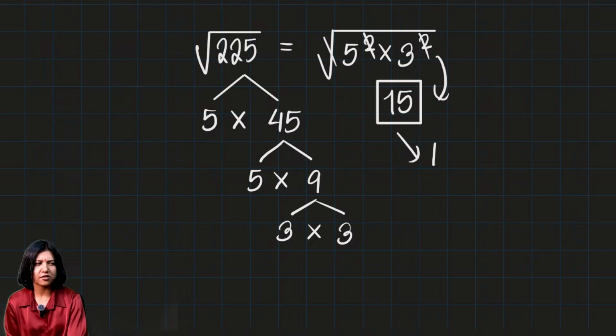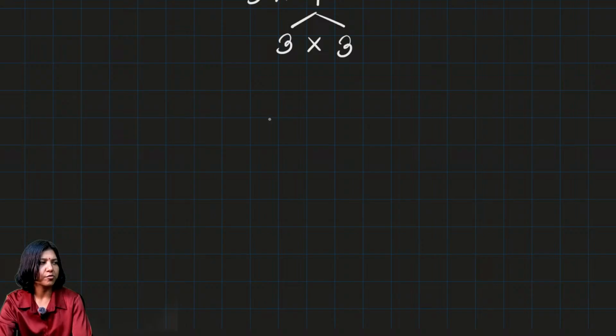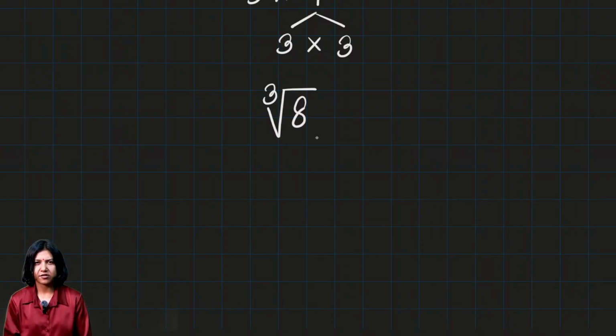So yes, the square root of 225 is a rational number, 15. 15 is a rational number, so the square root of 225 is a rational number. Don't say it's irrational just because it's inside the root. If you have perfect square numbers inside the square root, or perfect cube numbers inside the cube root, sometimes they'll ask you if the cube root of 8 is a rational or an irrational value.